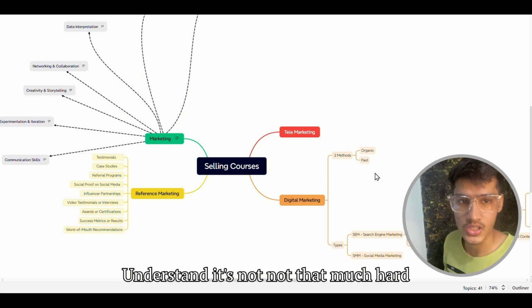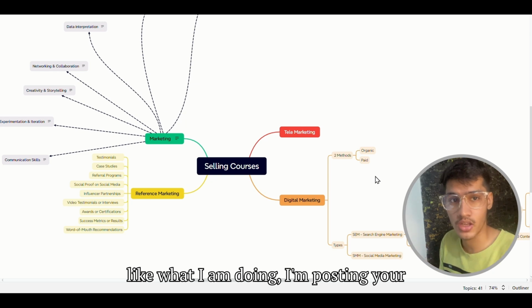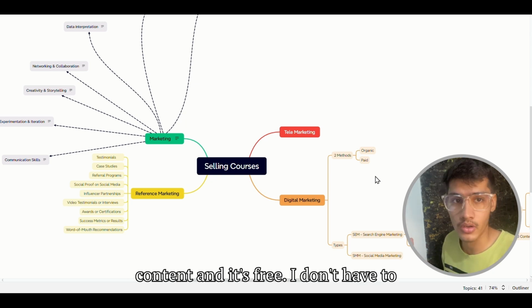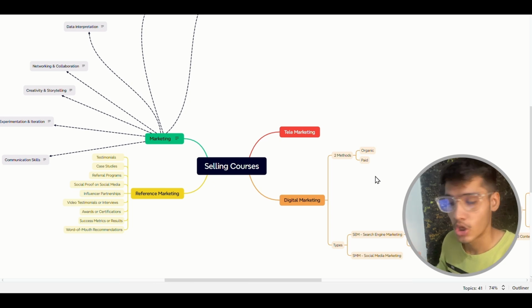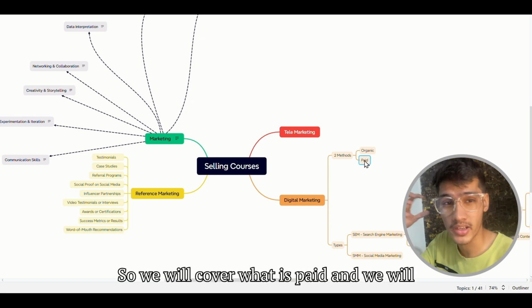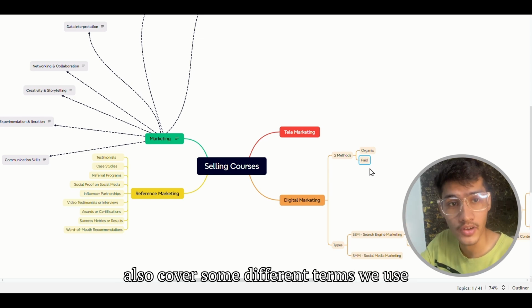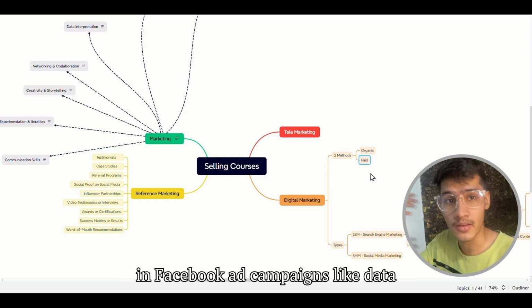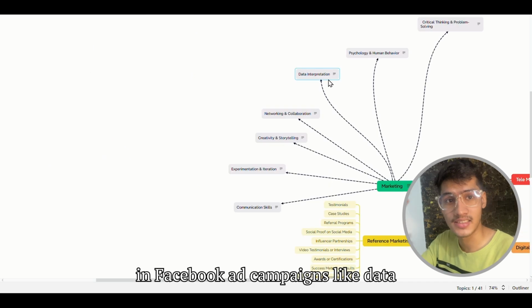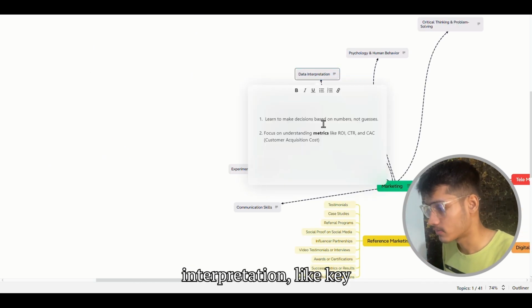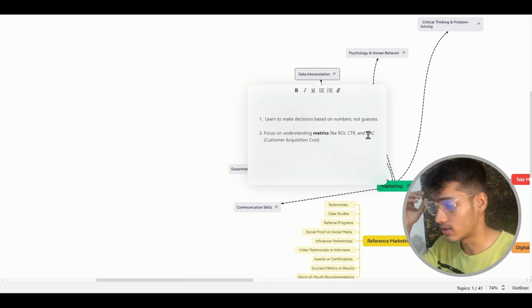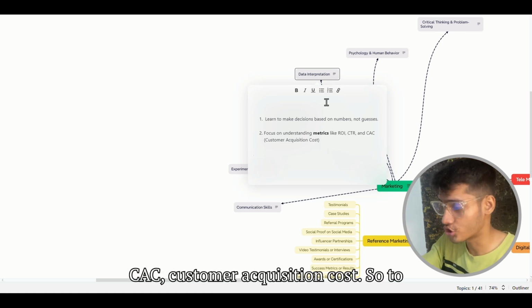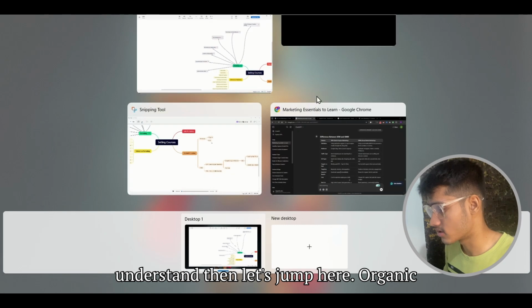Organic means, you understand, it's not that hard. Like what I am doing, I am posting content, and it's free. I don't have to pay anything to social media platforms. So we will cover what is paid, and we will also cover some different terms we use in Facebook ad campaigns, like data interpretation, and key metrics like ROI, CTR, CAC, customer acquisition cost. So to understand that, let's jump here.